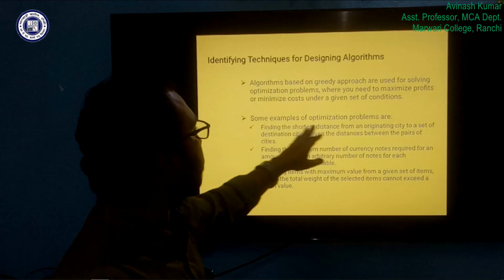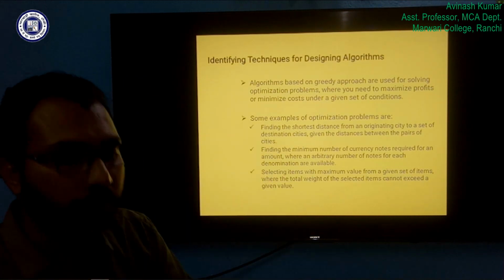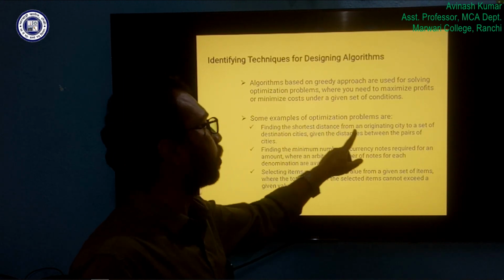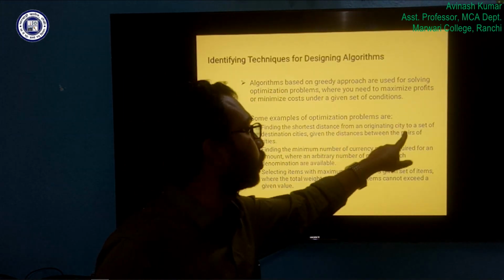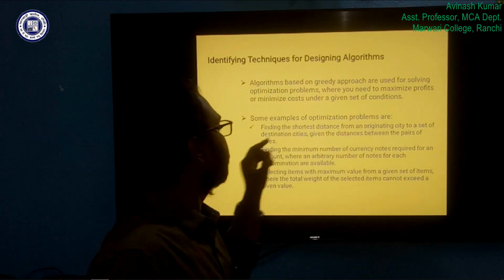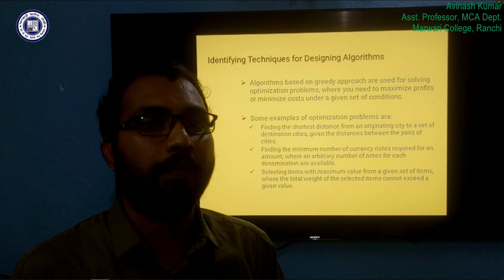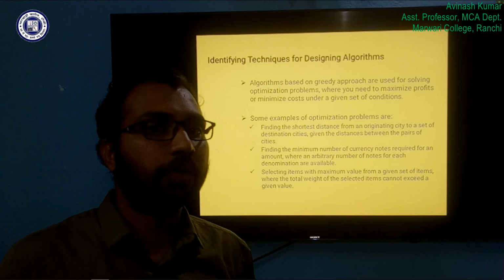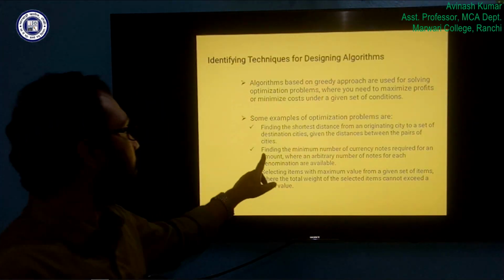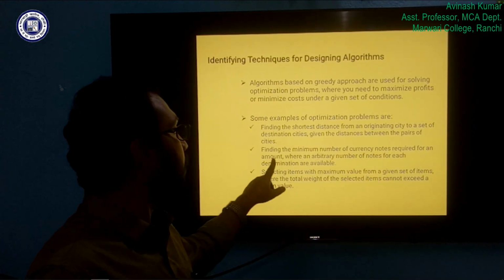Now some of the examples of these optimization problems are, the first one, which we will have a closer look at in the later sessions, that is finding the shortest distance from an originating city to a set of destination cities given the distances between the pair of cities. So this problem is commonly known as the shortest path problem, and in case of networking also it is the shortest path routing.